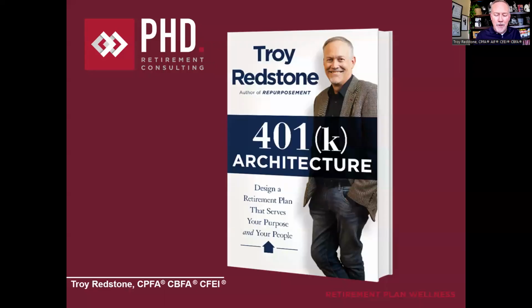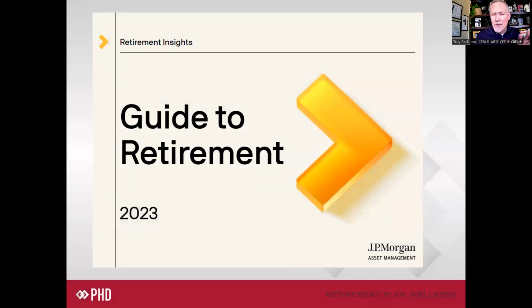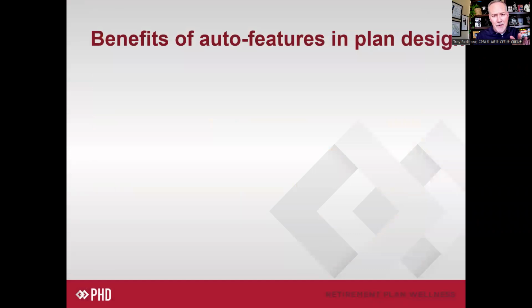I just thought it'd be helpful to illustrate for them how much they should be saving, and how much they should be saving is based on where they are, like their age. So this is from the Guide to Retirement from JPMorgan Chase. Benefits of auto features in a plan design.